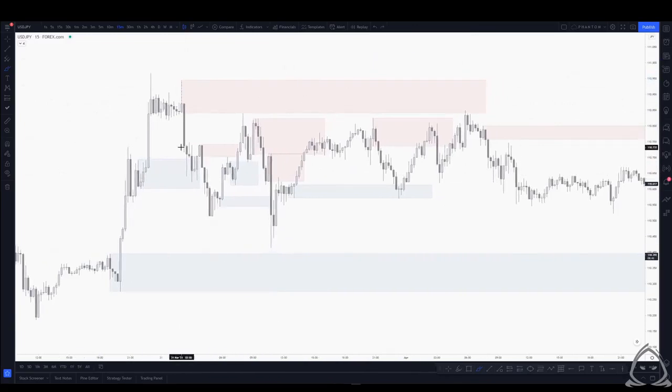Now, if we continue on, once again, we have another range that came from a down move or a pivot and then creates an expansion to the downside. So either way we look at it, we can see that this is also a continuation model.